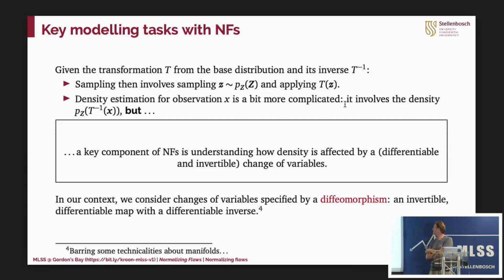So if we think about our key modeling tasks, sampling and density estimation, from the perspective of normalizing flows, let's assume that somehow someone has given us T, the transformation that we need, and for the sake of convenience, they've also given us T inverse. So we can apply T and T inverse as much as we'd like, and it's easy, effective and efficient. How do we sample and how do we do density estimation?